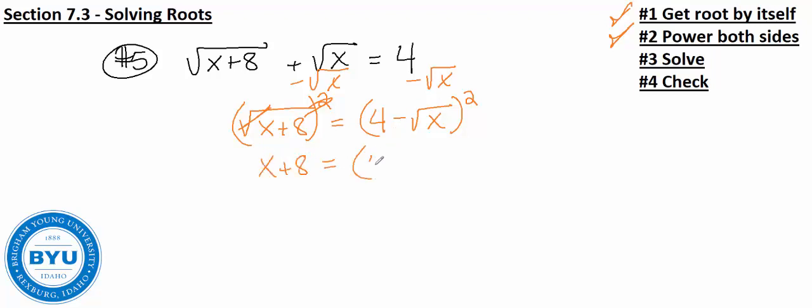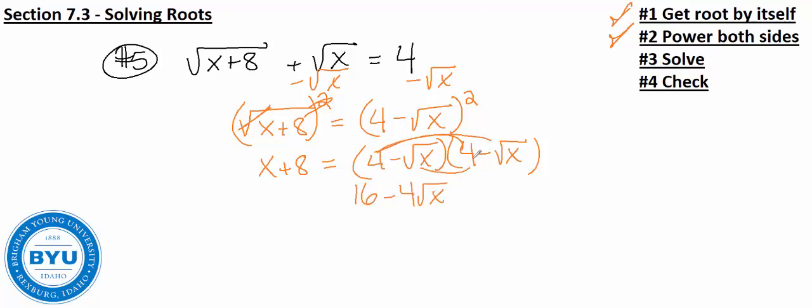And here we're going to have to write this one out twice. 4 minus root x, 4 minus root x. Let's see. 4 times 4 is, I'm using super distribution, that's 16. 4 times negative root x is negative 4 root x. Negative root x times 4, that's negative 4 root x. And negative root x times negative root x, that's the same as last time. It's going to be plus x.